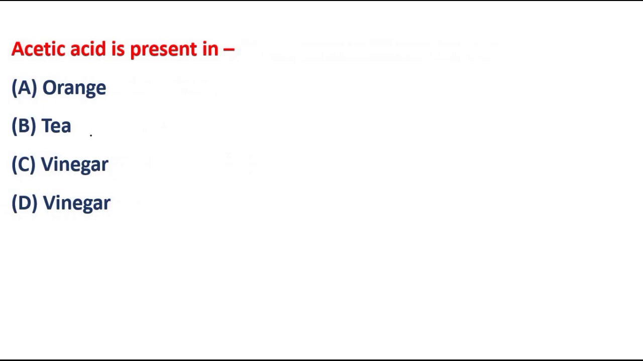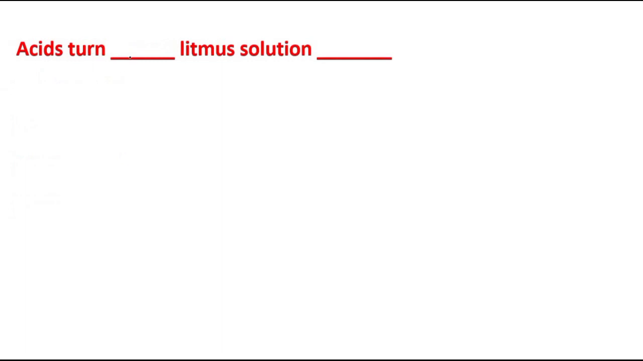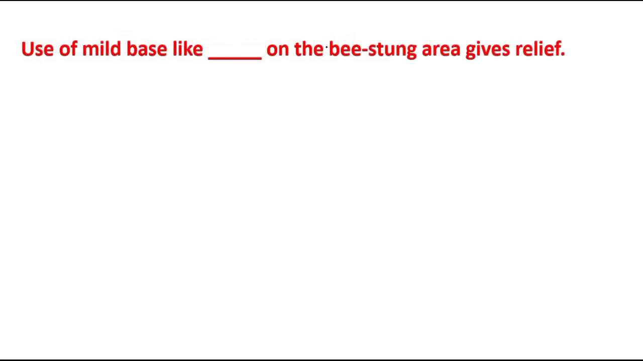Here we go with the next question. Acetic acid is present in vinegar. We know that acetic acid is present in vinegar. Vinegar is having an acid known as acetic acid. Formic acid is present in ant's sting. Ant's sting contains a liquid known as formic acid. The acid turns blue litmus solution into the red litmus solution because blue litmus is a natural indicator.